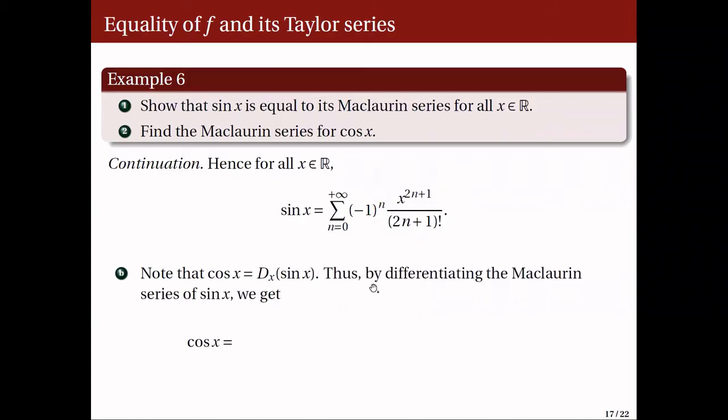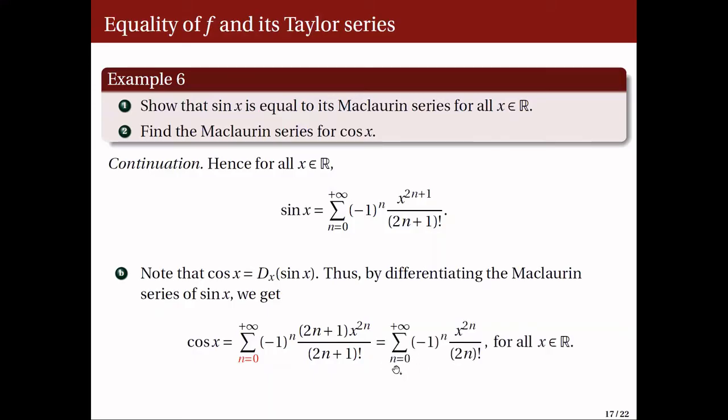Differentiating the right-hand side, we get the summation from n equals 0 to positive infinity of negative 1 to the n, and then we bring down the exponent for x, so that's 2n plus 1 times x raised to 2n, over 2n plus 1 factorial. We can cancel out the common factor 2n plus 1, and this gives us the summation from n equals 0 to infinity of negative 1 to the n, x to the 2n over 2n factorial. And this is for all real numbers x.